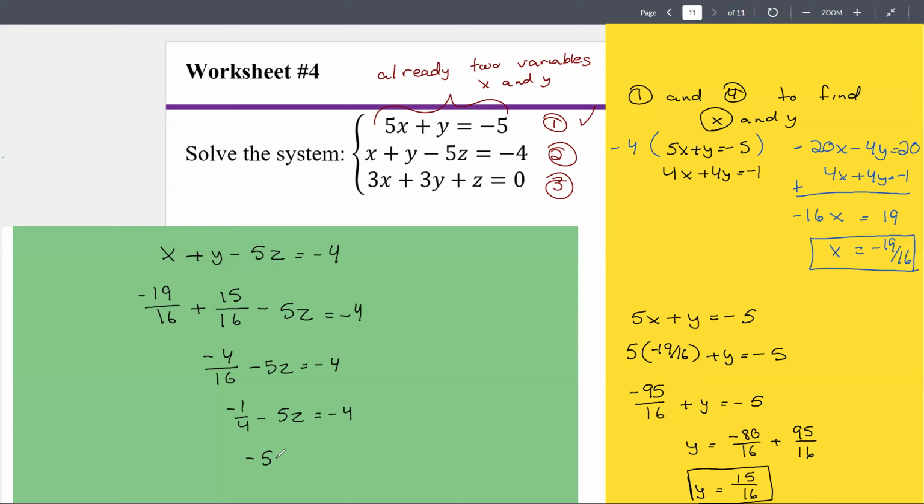So we get -5z is going to be equal to, we can change this -4, so it is a -16 over 4, and then we are adding the 1/4 from the other side. So we end up with -5z is going to be equal to -15 over 4. And if I divide both sides by -5, that is going to be z is going to be equal to 3/4.